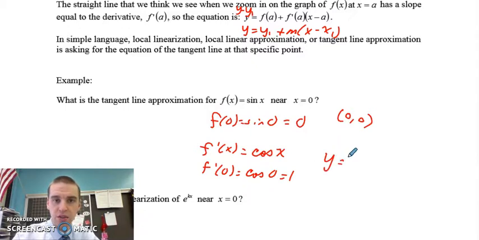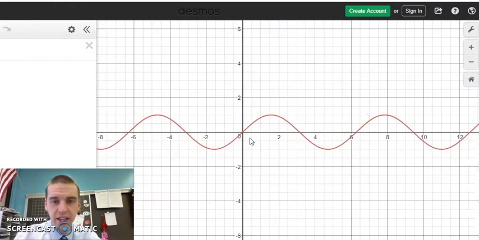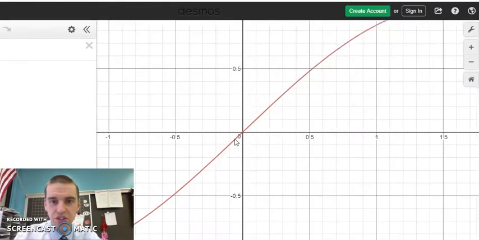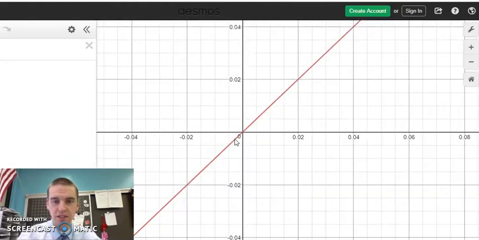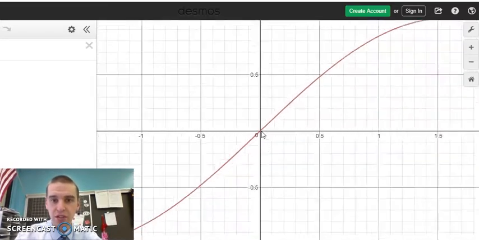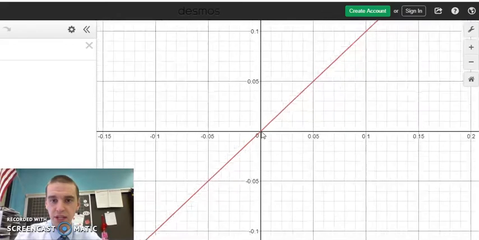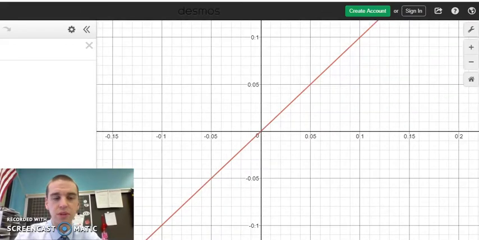So you're given y equals 0, that's our y1, plus 1 times parentheses x minus 0, and you're just given y equals x. Let's see that on Desmos.com. Right here is y equals sine x. If I zoom in really close, look what that looks like. It's a straight line with a slope of 1 going through the origin, which is just y equals x. Zooming out, it doesn't look curved anymore, but zooming way in, it looks like the line y equals x. That's exactly what we were looking at when I did that example in the notes.